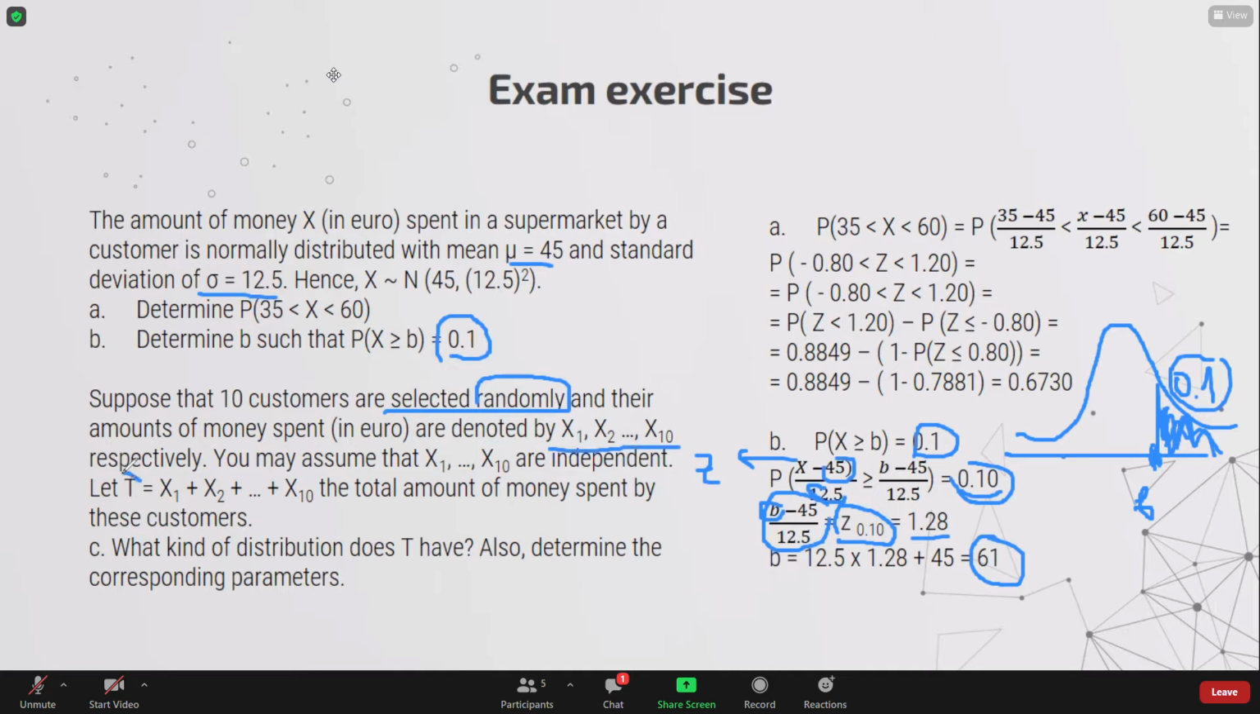And T is the total sum of all those 10 customers that we selected. What kind of distribution does T have? What do you think?